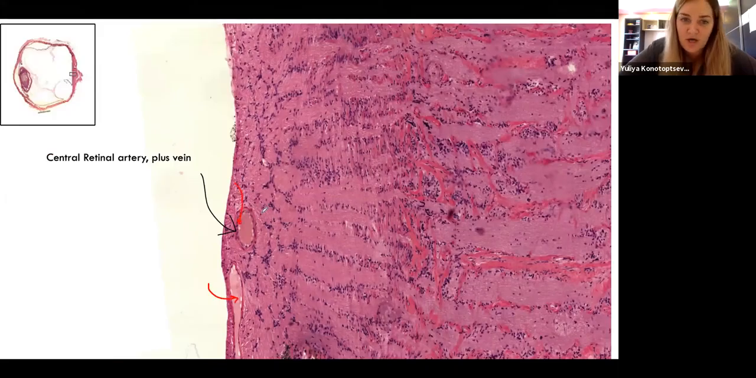How do I know that this is the artery? It's quite thick, right? You can see that the wall layer is quite thick. It has the muscular component. The vein looks a bit collapsed, so it doesn't have the muscular component.